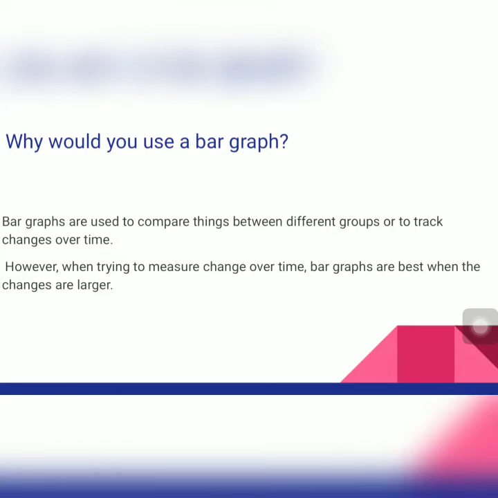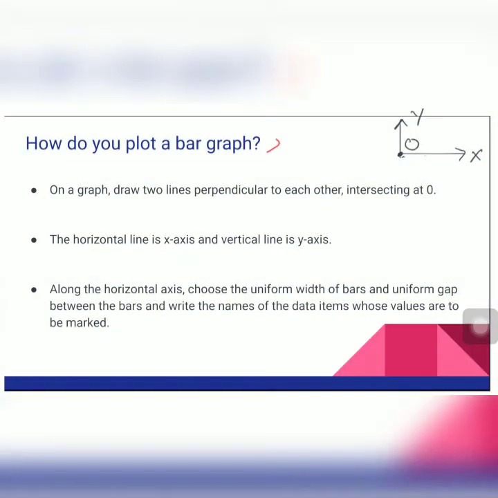That's it. Okay, now how can we plot these bar graphs? For plotting these bar graphs, we need to draw two lines perpendicular to each other, intersecting at 0. Why are we using this as 0?